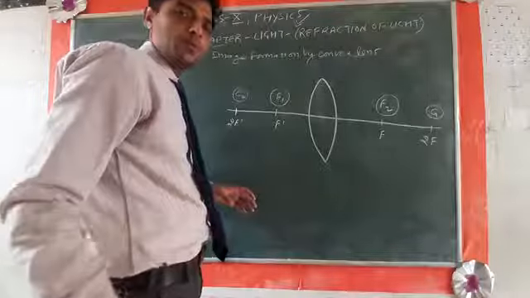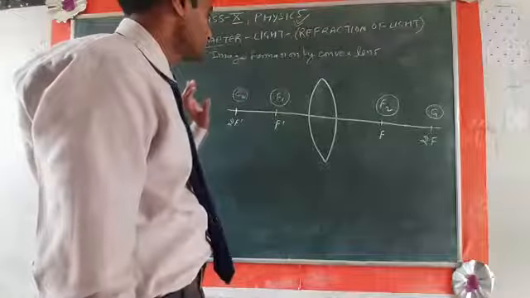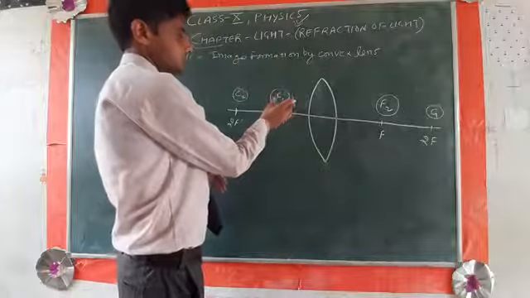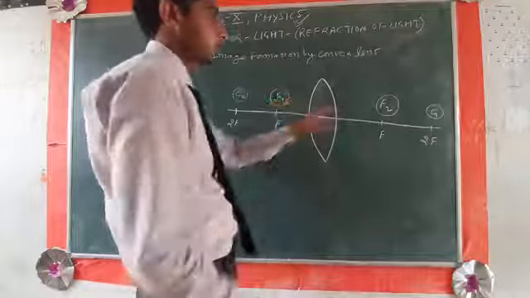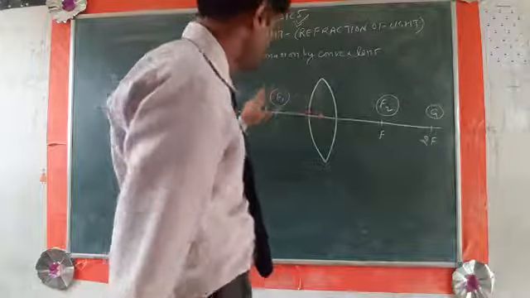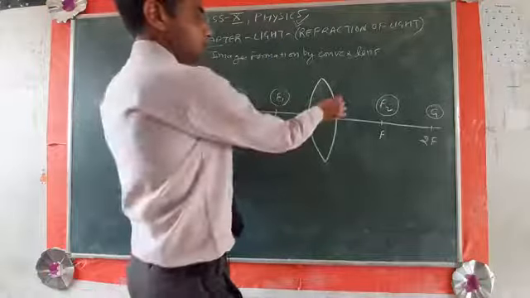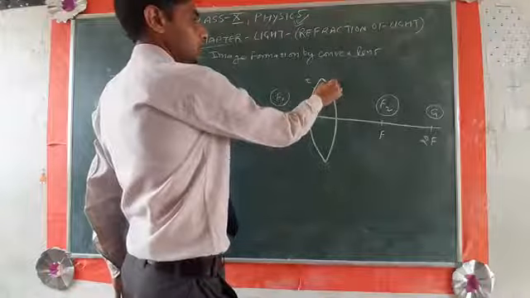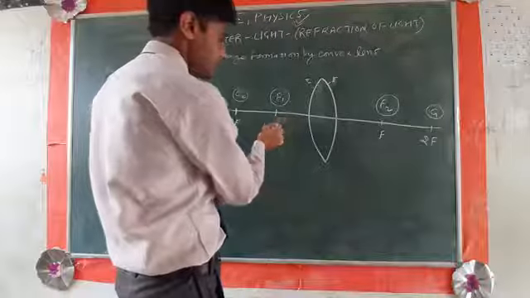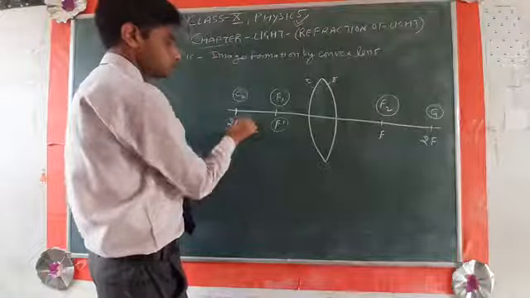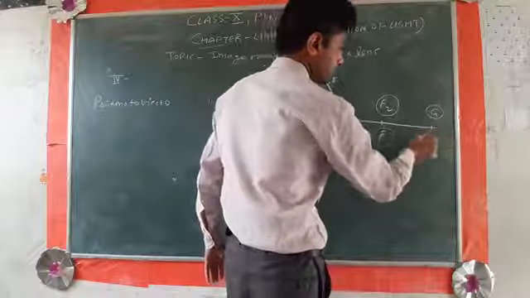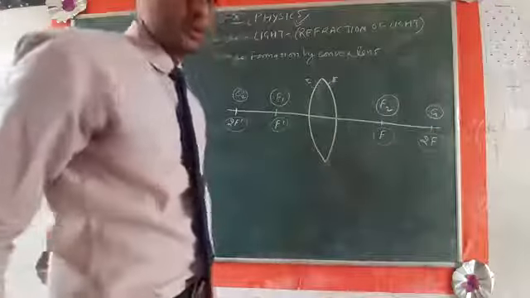I have discussed in my previous video what is f1, what is c2, what is f2 and what is c1. That is first principal focus, second principal focus, center of curvature for first surface and center of curvature for second surface. That is the first surface and that is the second surface. And you can denote this point as f dash and this point as 2f dash, and f2 is f and c1 is 2f. Okay, so I hope you understood.